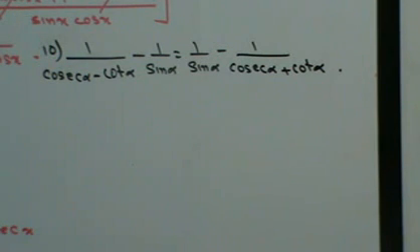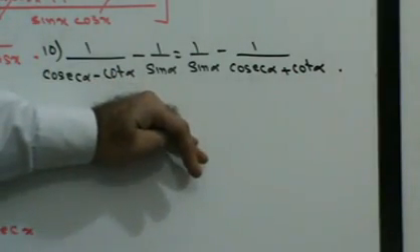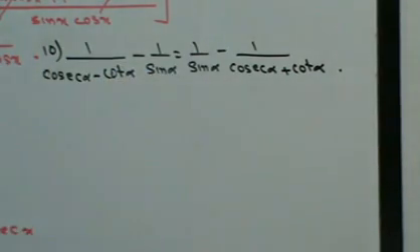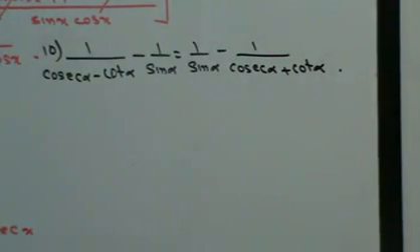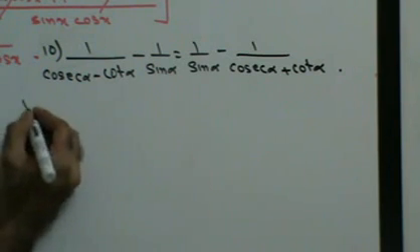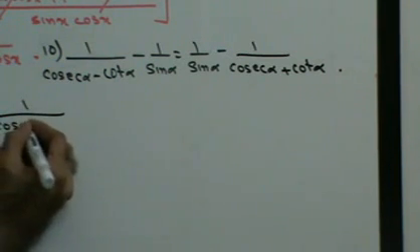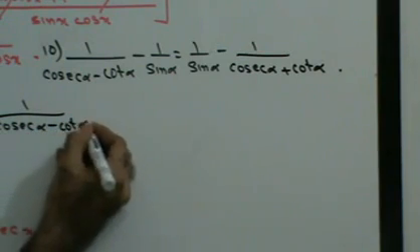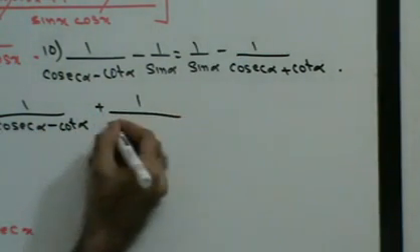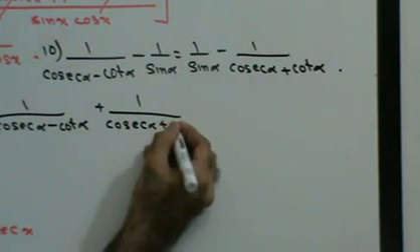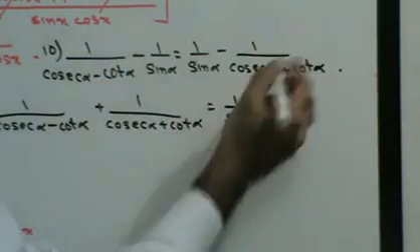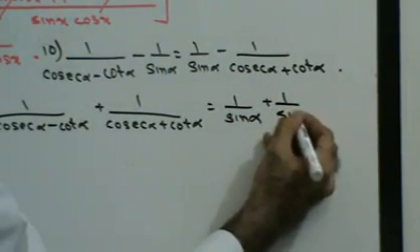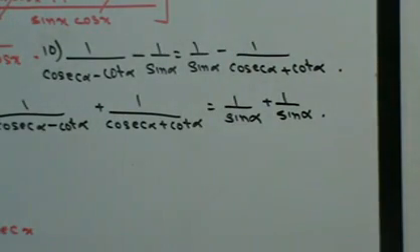Now instead of proving this, I am going to modify the question here. Guys, pay attention, this same question can be modified this way. This minus 1 upon cosec alpha plus cot alpha can be taken on the other side. So I'll get 1 upon cosec alpha minus cot alpha. Minus comes here, becomes plus, 1 upon cosec alpha plus cot alpha. This minus 1 upon sin alpha goes on the other side, becomes plus 1 upon sin alpha, right?